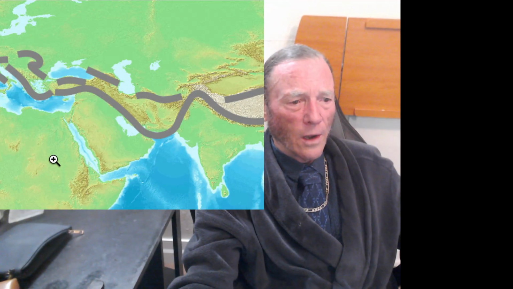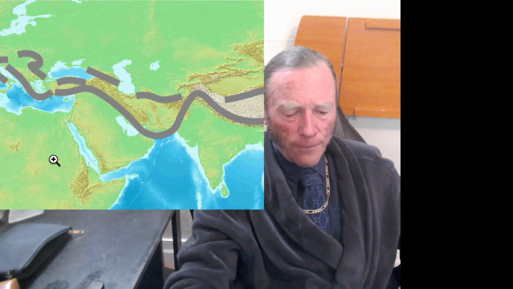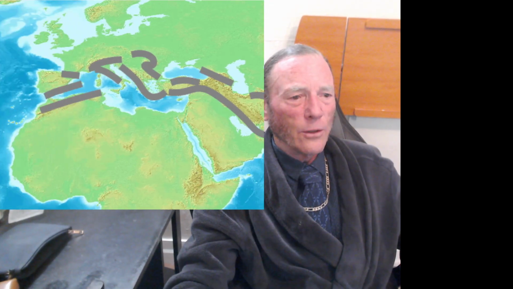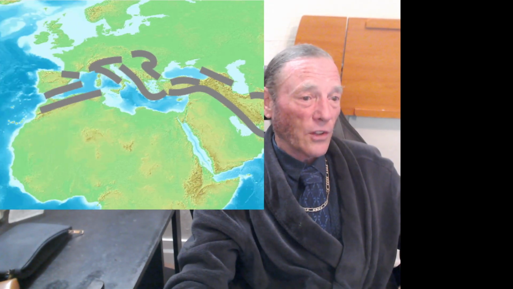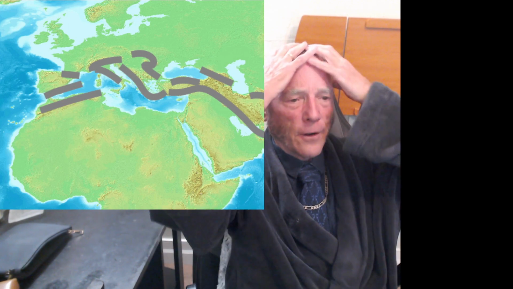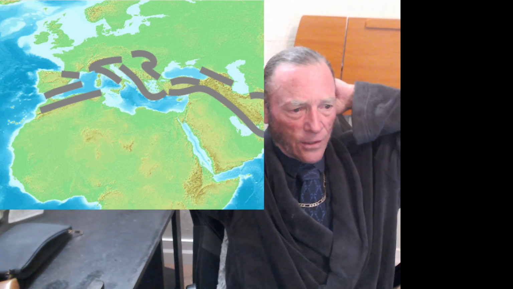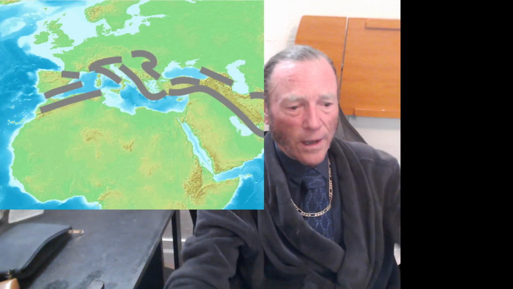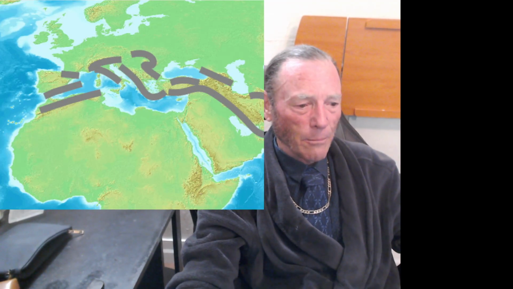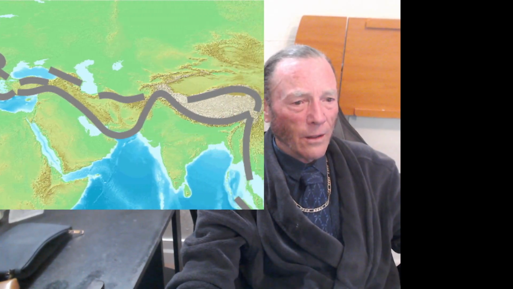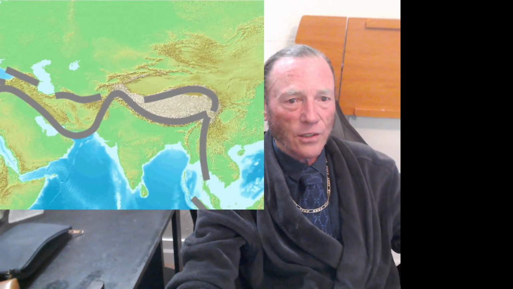Islam really did well. Although, if you go into Europe, you see that's actually where they were stopped. They didn't get any further than these squiggly lines. But wherever you see these squiggly lines, that's Islam, baby. It's there. Well, that's the mountain ranges on that side of the earth.